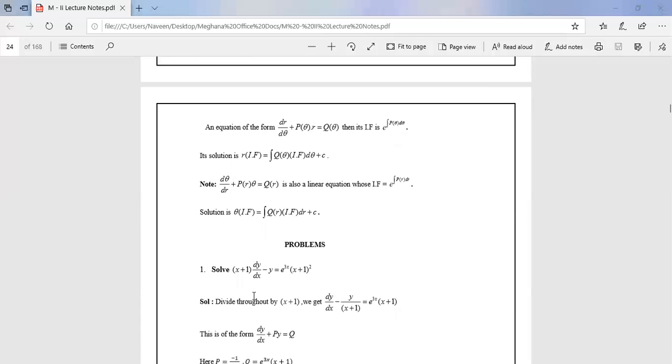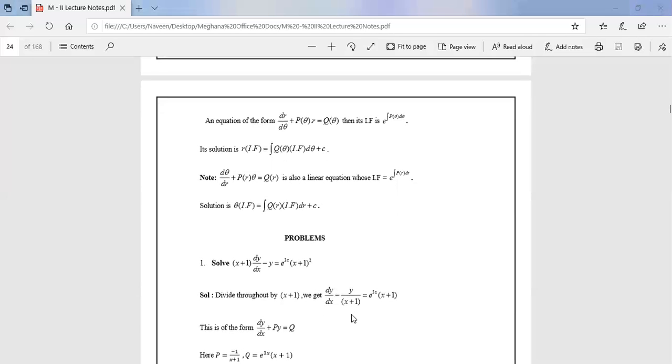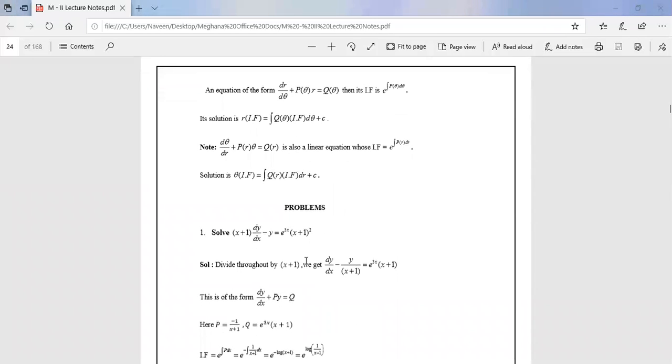To know whether this is a linear differential equation of first order in y or x, you have to divide throughout this differential equation by x plus 1. So if we divide throughout with x plus 1, what will we get? dy by dx minus y by x plus 1 is equal to e power 3x into (x plus 1). Whatever the given differential equation, I am dividing this equation by x plus 1 and we got this differential equation.